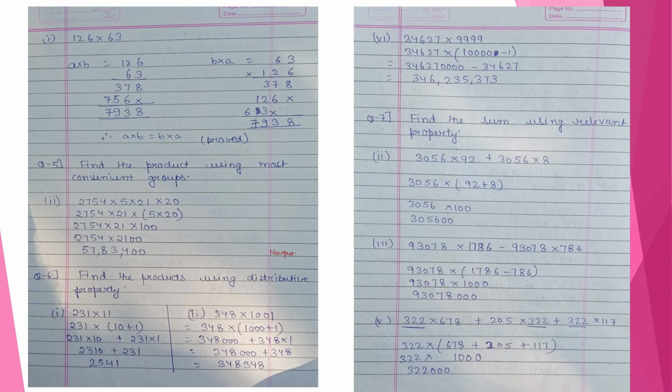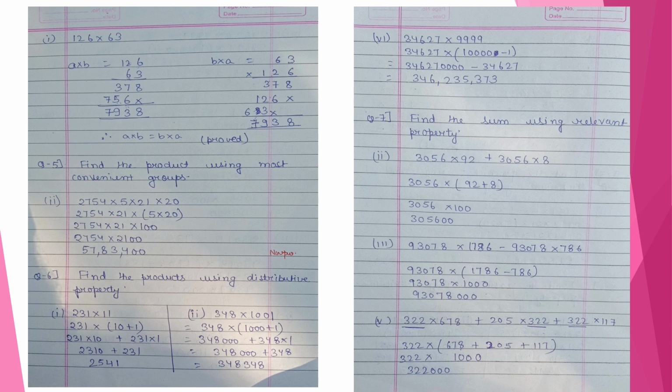Question number 5. Find the product using most convenient groups. The convenient groups means we have to choose those two numbers which can be multiplied very easily with the third number, like 5 into 2, 10. Now with 10 you can multiply 2 very easily, it comes up to be 20. So we have to choose the numbers like that. I'm doing the second part here.